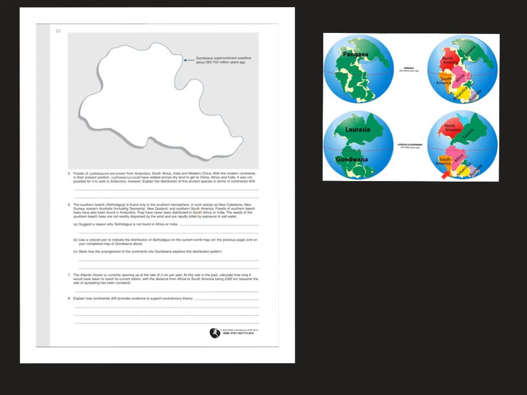And southern South America, so South America, Australia. Fossils of it have also been found in Antarctica. So Antarctica, Australia, the southern tip of South America, right? So around this region here. And the seeds are not readily dispersed by wind, so southern beech seeds, wind doesn't spread them.